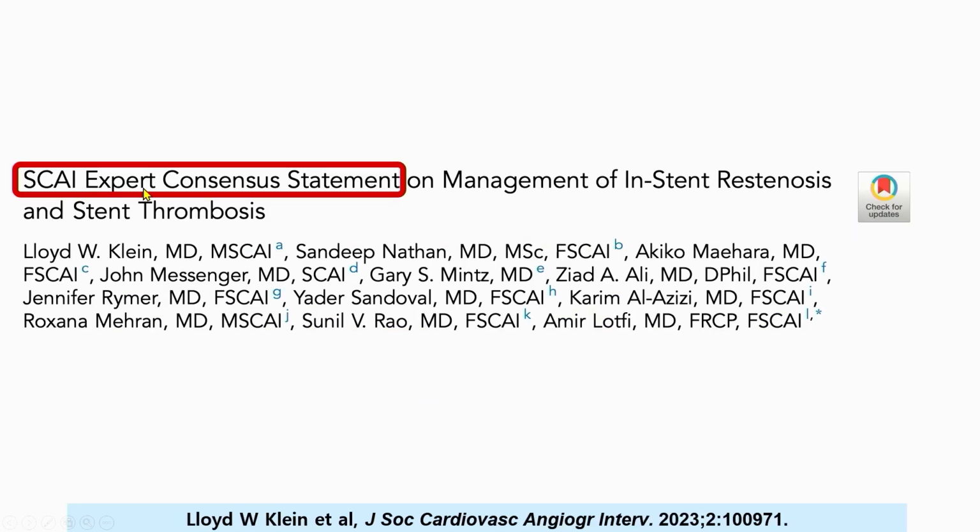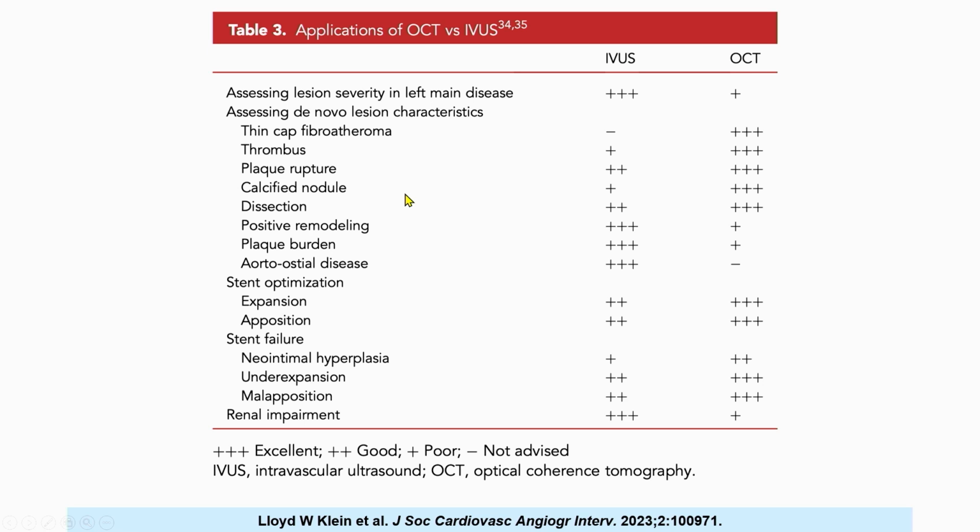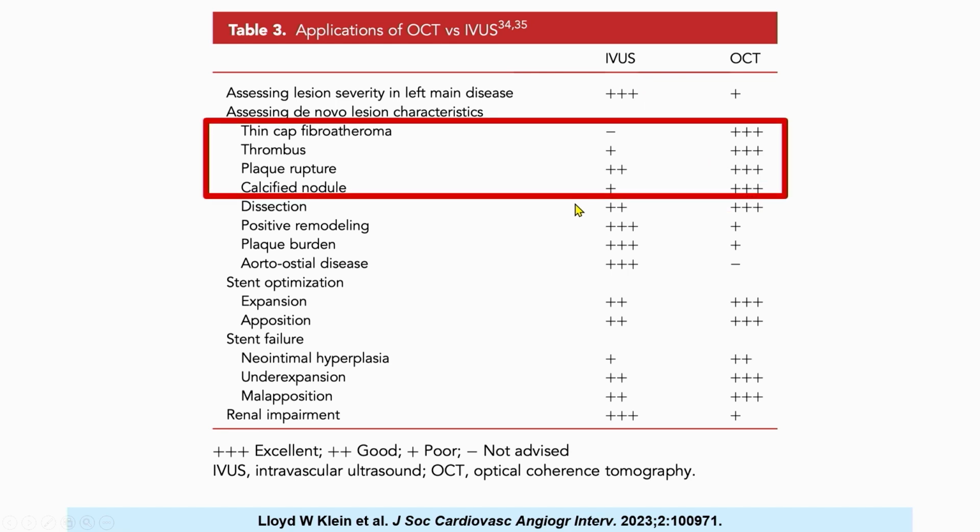So the expert consensus mentioned a comparison of IVUS and OCT. We can see OCT can get a better result to identify thin cap fibroatheroma, thrombus, plaque rupture, and also calcium nodule. It also has better imaging to perform stent optimization for expansion or apposition. And for stent failure patients, OCT can identify more underexpansion and also malapposition.